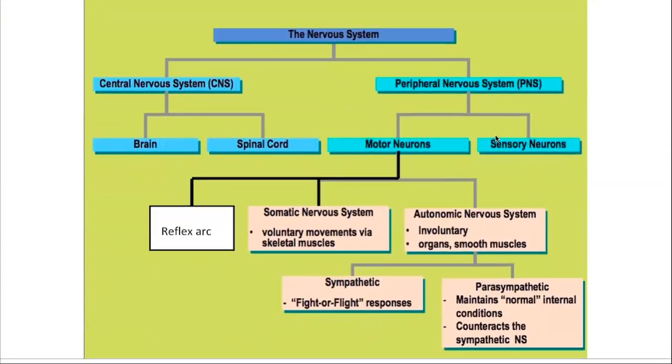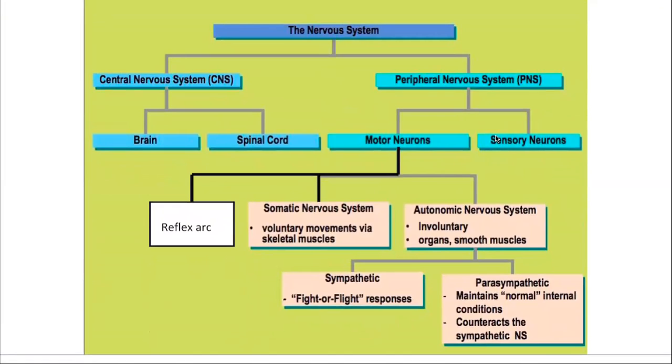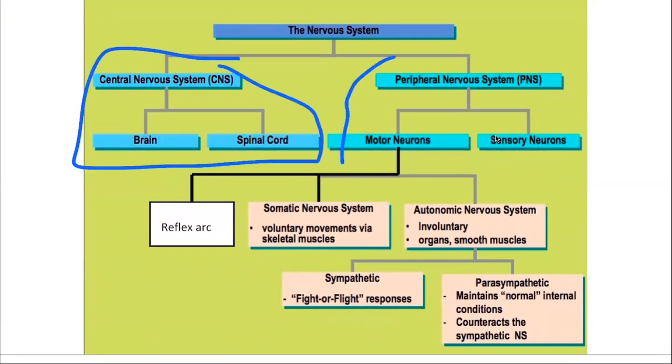Here's a diagram of the same thing. This kind of shows a little more detail. And I don't know, this one seems more friendly to me in terms of the actual breakdown of the central nervous system compared to everything else being peripheral.